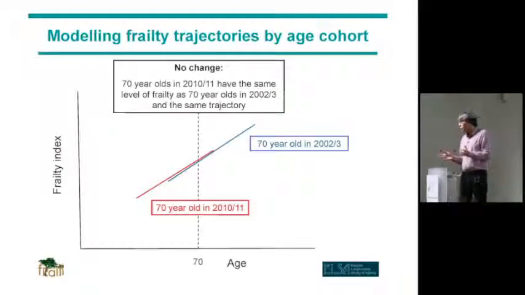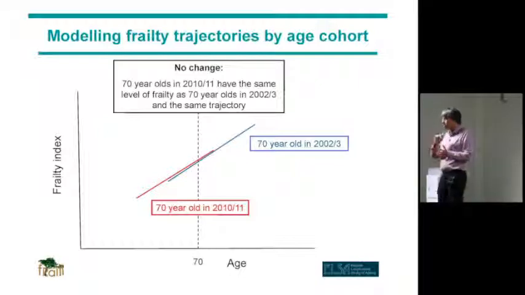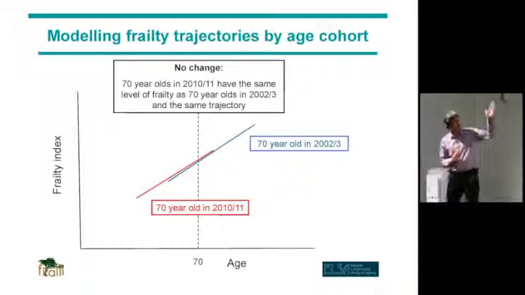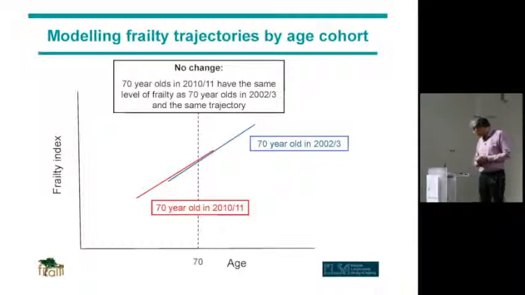And if there's no compression of morbidity, this is what you would expect to see. That the growth of frailty in those populations is at the same rate, so the slope of those lines is the same, and the lines overlap. So at the age of 70, the rate of frailty is the same. So no compression of morbidity in this example.